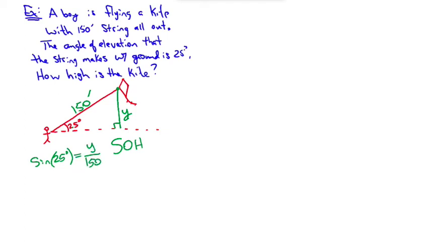So it's all determined on where the angle is and what sides you have or are interested in. So multiply both sides by 150 and you get 150 times sine of 25 degrees, which is approximately 63.4. 63.4 feet. So that kite is 63.4 feet high.